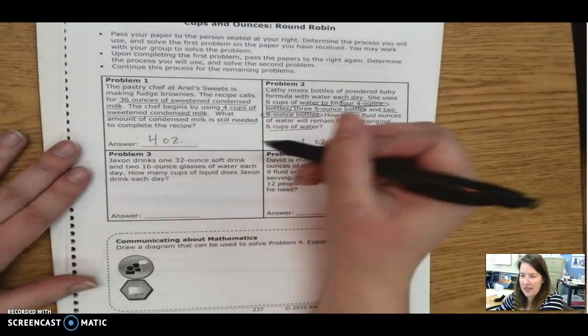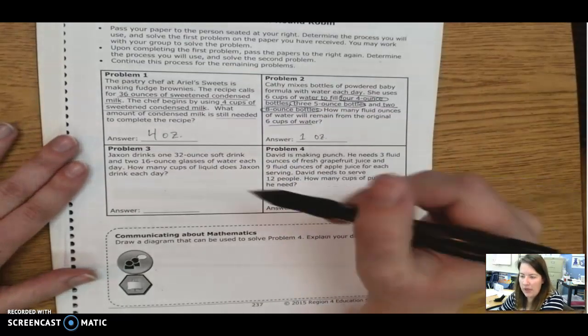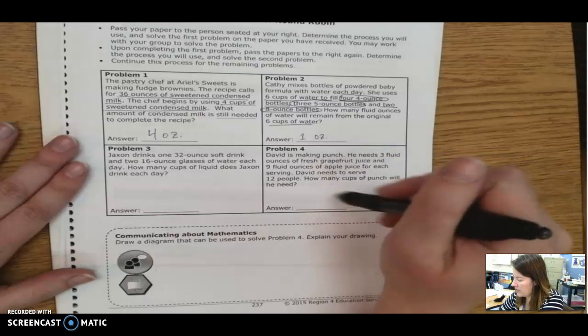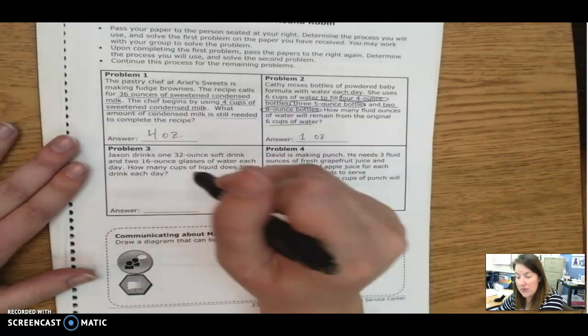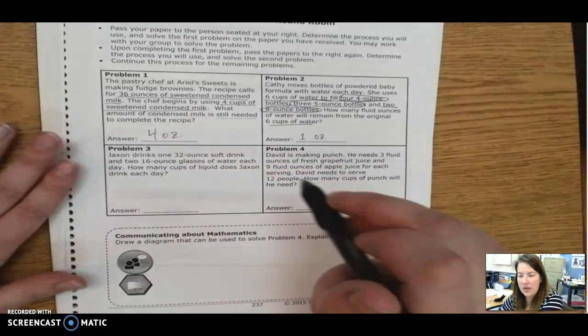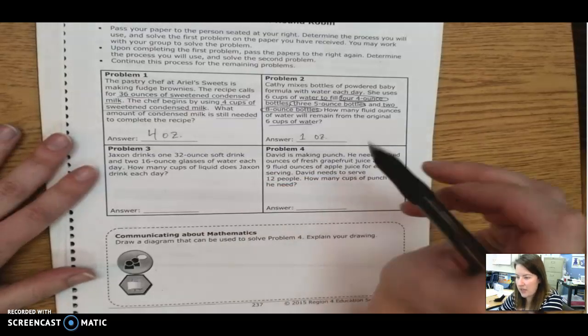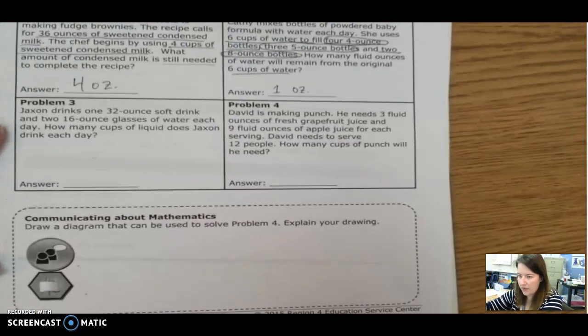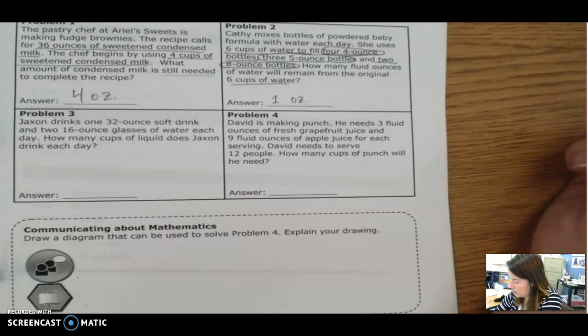Okay, hey guys, so we've done these first two. We're gonna do these bottom two. We're gonna do this number 4 together, and then I'm gonna help you set up number 3, then you're gonna try that one and finish it on your own. So let's look at number 4. Let's read it and see what is important and what we need to know.